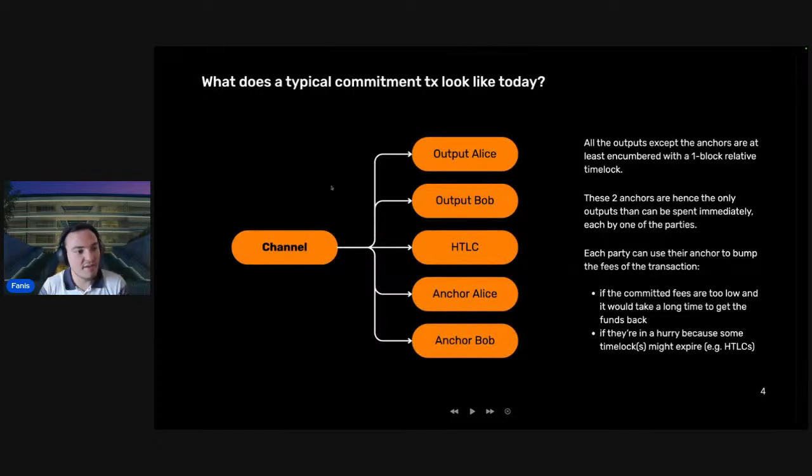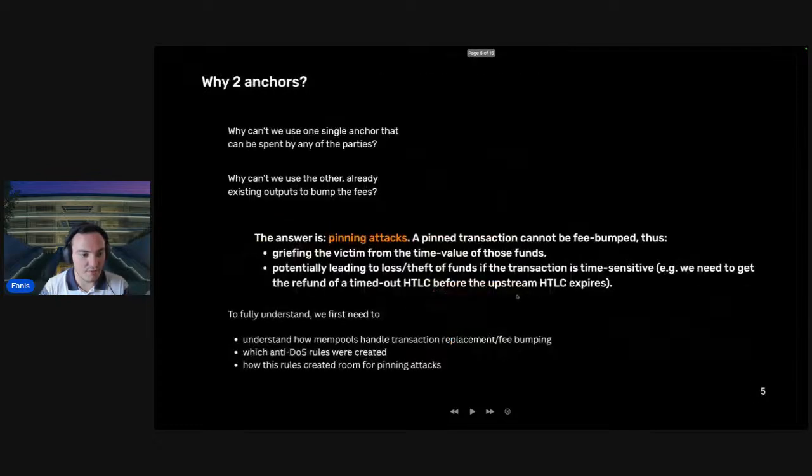So basically, what I just covered was some kind of reminder to some extent. But now, why do we need these two anchors in order to be able to bump the fees of the transaction? For example, why can't we use one single anchor instead of having two? And then this single anchor could be spent by any of the parties, so by Alice or Bob.